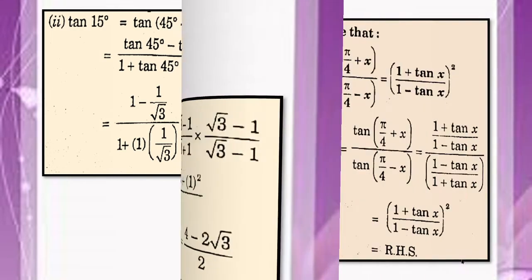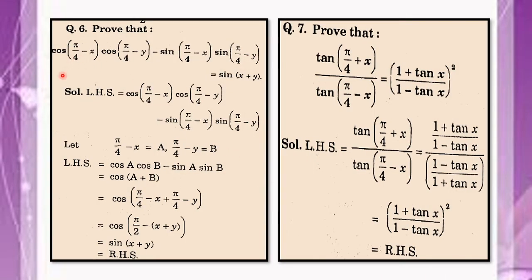So we will rationalize by taking this value in the denominator and we will change the sign and we will get the answer. Sixth question, prove that cos(pi by 4 minus x) cos(pi by 4 minus y) minus sin(pi by 4 minus x) sin(pi by 4 minus y) is equal to sin(x plus y). Here we can assume pi by 4 minus x as A and pi by 4 minus y as B. And let's take the left hand side and put the values. It is cos A cos B minus sin A sin B, which is again an identity, cos(A plus B).